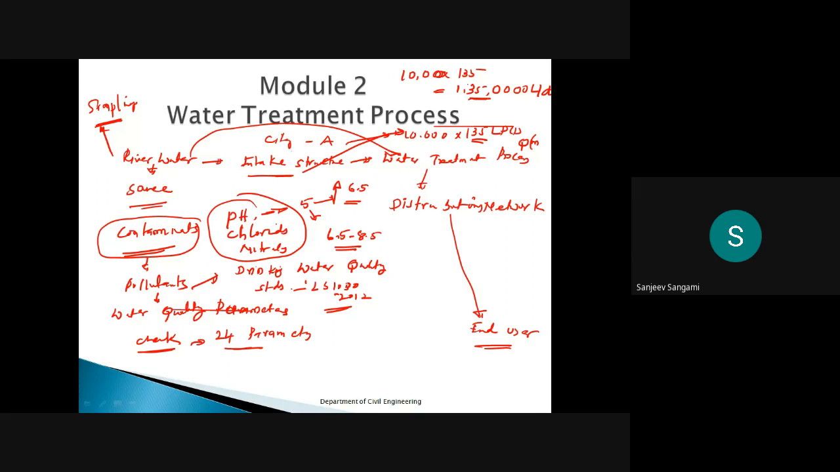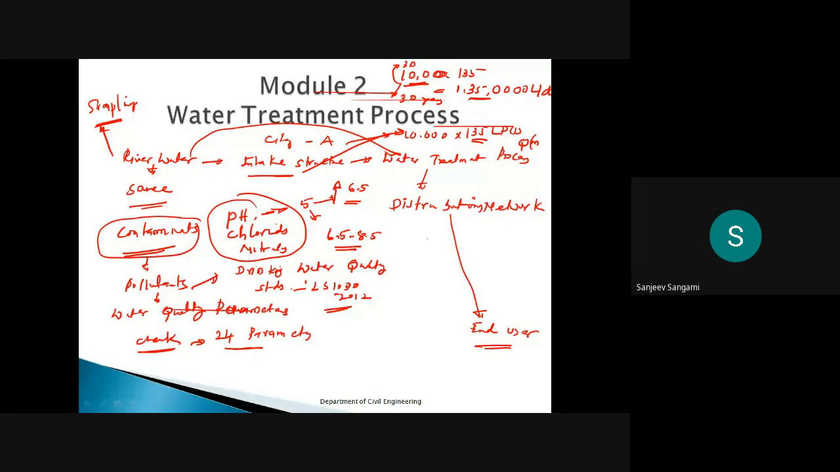Then, very important, this 10,000 should be for 30 years. Before that, you have to forecast the population. Assume that the 10,000 is after 30 years. So the intake structure has to be designed even for the 30 years.